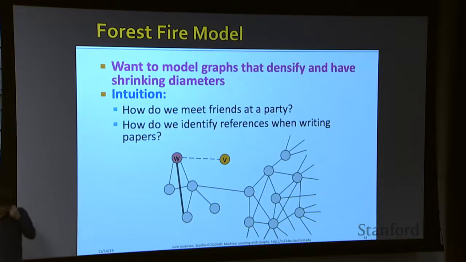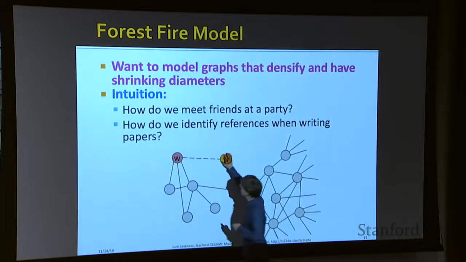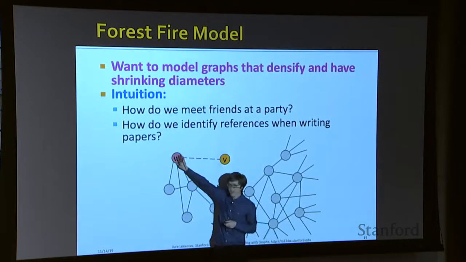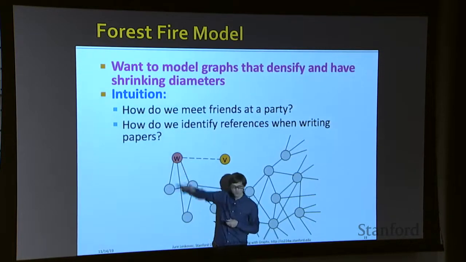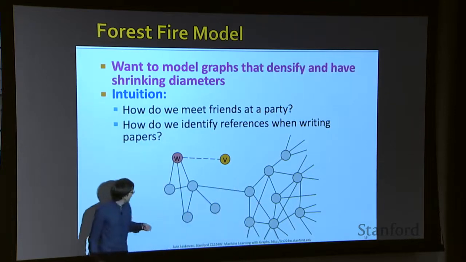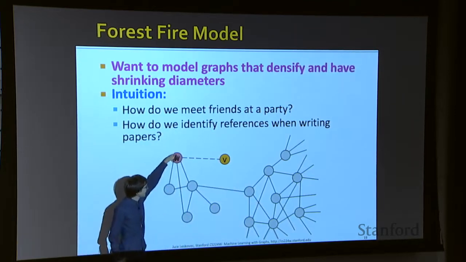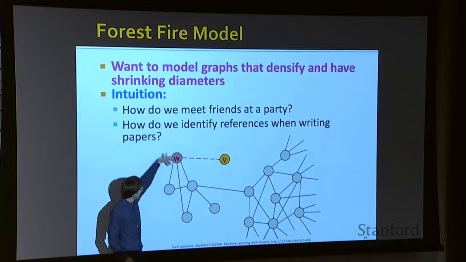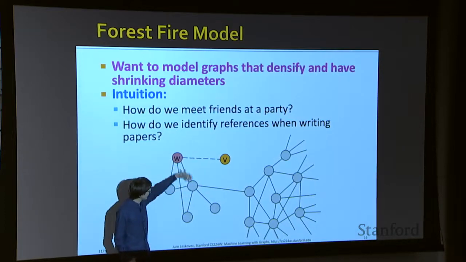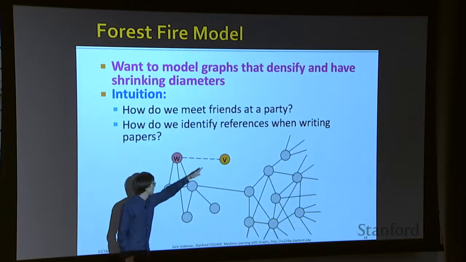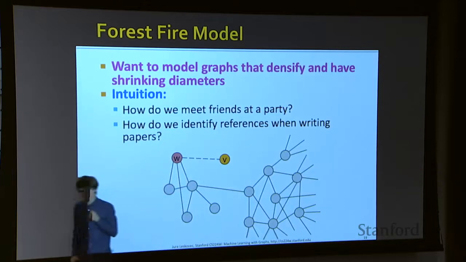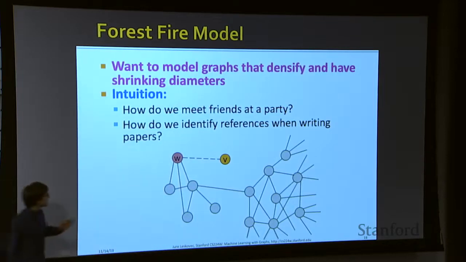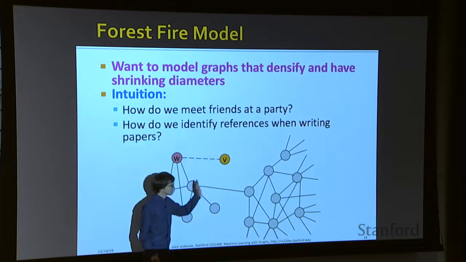And that's the idea for this forest fire model, where the new node will come. It will somehow select the ambassador node, the W. And now we will try to, in some sense, start some kind of forest fire that will spread over these edges, and wherever the fire spreads, we are going to create connections to those people. And as the fire spreads, we will create connections to other people.